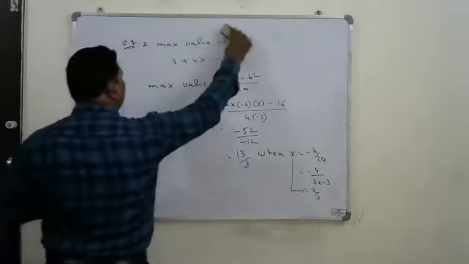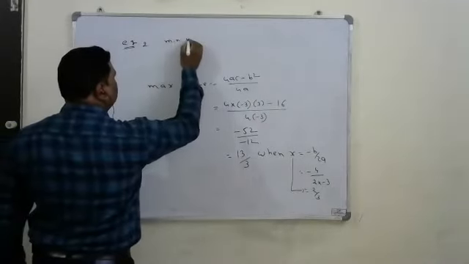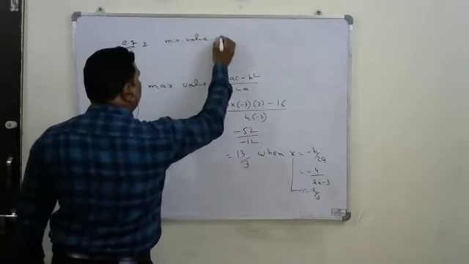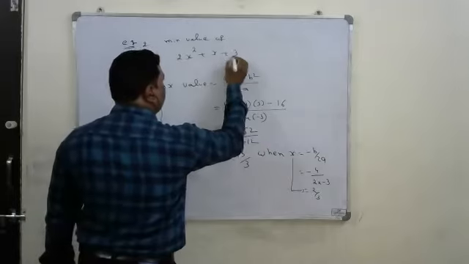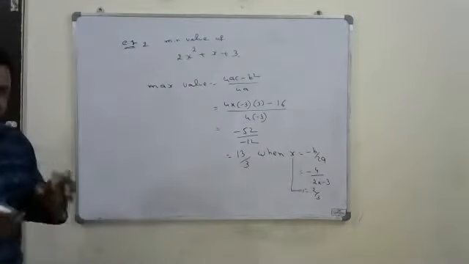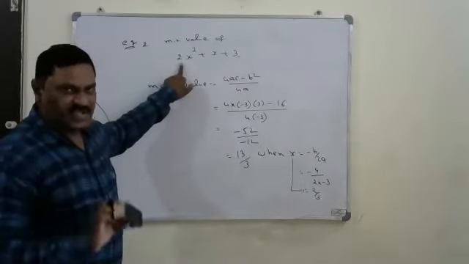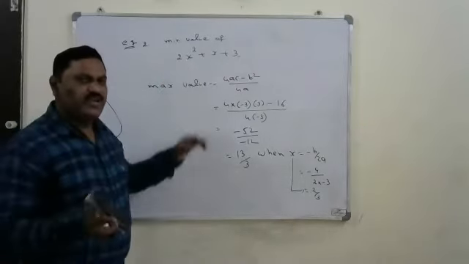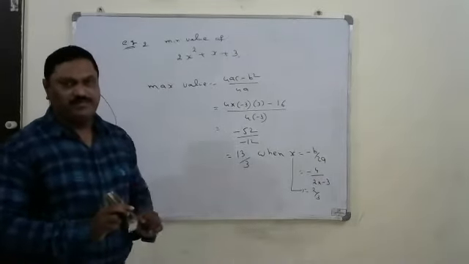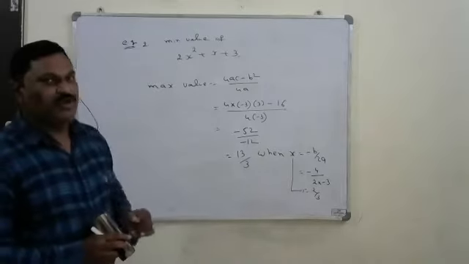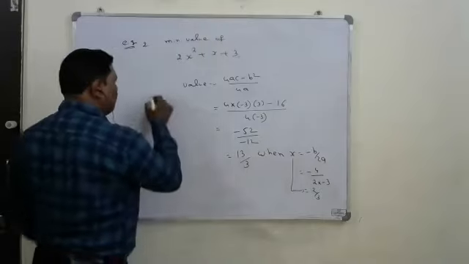What is the minimum value of the expression 2x square plus x plus 3? Suppose we consider this quadratic expression, right? Here the x square coefficient has the positive sign. When the coefficient of x square is positive, that expression always gives a minimum. Always gives minimum. Okay? And that minimum value is also 4ac minus b square by 4a.